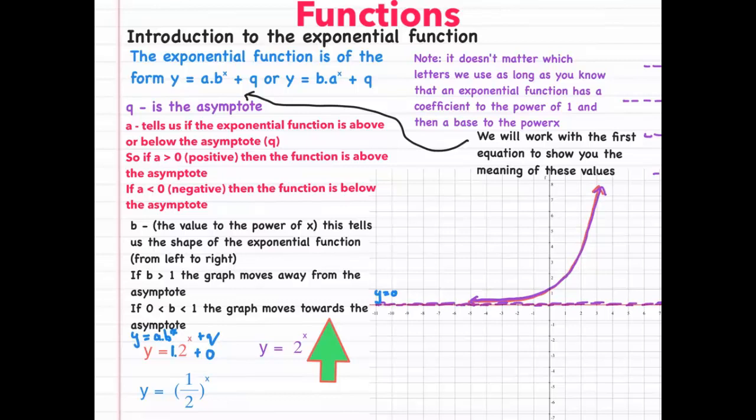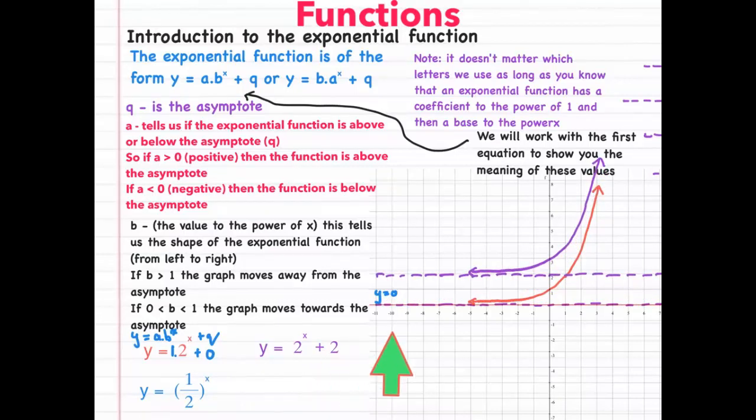There we go. So now, but what happens now? The asymptote moves up 2 places. So this graph moves up 2 places. So look, it moves up 2 places, and my asymptote is now at positive 2. And still, look, so a is still a 1, and that means if a is greater than 0, it's positive. The line will be, or our function will be above the asymptote. Can you see the purple one is above my asymptote?